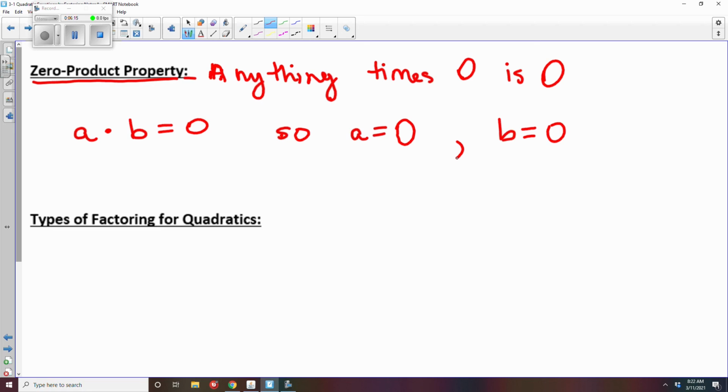So if A times B equals 0, then A is equal to 0, and B is also equal to 0. The last little bit we're going to look at is just types of factoring. If you want to write out just types of factoring, don't worry about writing out the 4 quadratics. We'll talk about that here in just a second. That way we can see we've learned 5 different types of factoring, but 4 quadratics, we only have to remember 3 of them.